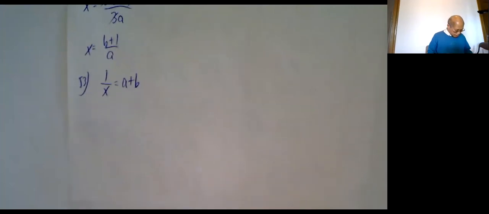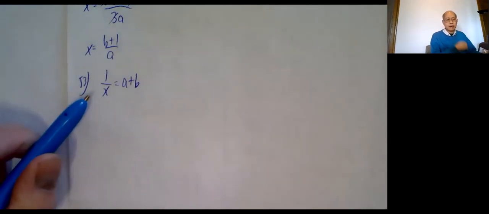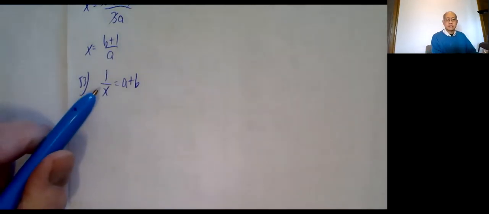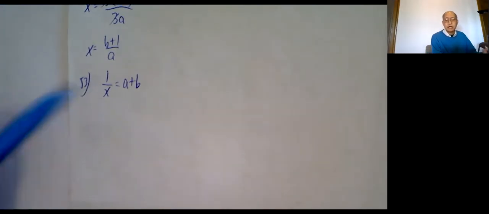One over x equals a plus b. Solve for x. Now, in a certain sense, x is already isolated, but I don't want 1 over x. I just want x. Another thing is I don't even like fractions. So how could I eliminate the fraction?